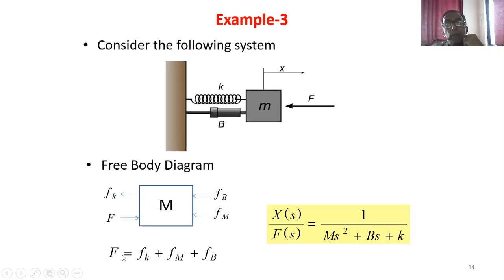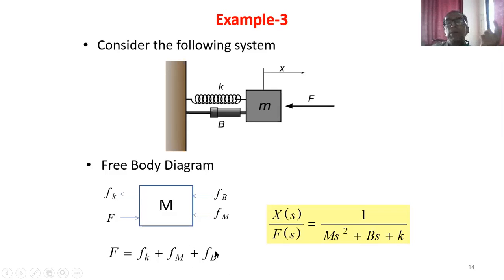Now how do I write the equation? External force F is equal to Fk plus Fm plus Fb. I'll take the higher order derivative first, the inertia force. That will be equal to m d square x by dt square, plus b dx by dt, plus k into x, isn't it? And if I convert it into Laplace domain, how will it look? F(s) will be equal to m into s square into X(s), plus b into s into X(s), plus k into X(s). If I take X(s) common, what remains is F(s) will be equal to (ms square plus bs plus k) into X(s).